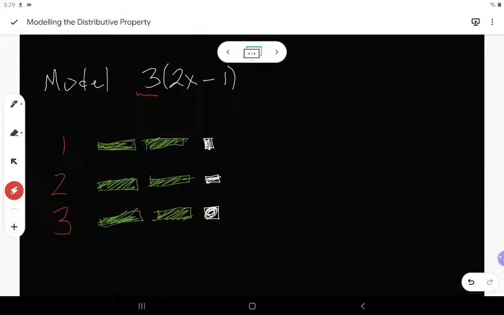Well, when I draw it all out like that, I've got my 3 groups. Well, all together, there are 6 x's that I wrote down. And altogether, there are 3 negative 1s that I wrote down. So I get 6x minus 3. Oh, maybe that wasn't so bad. Wonder why grade 8s aren't supposed to be able to do that.